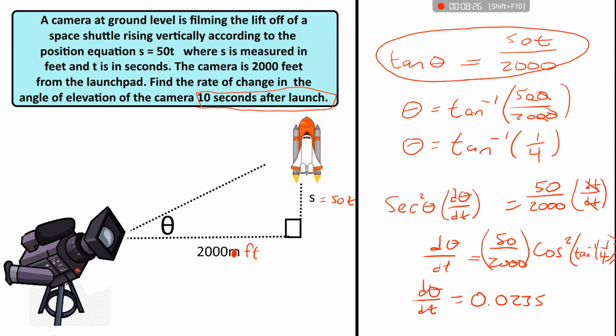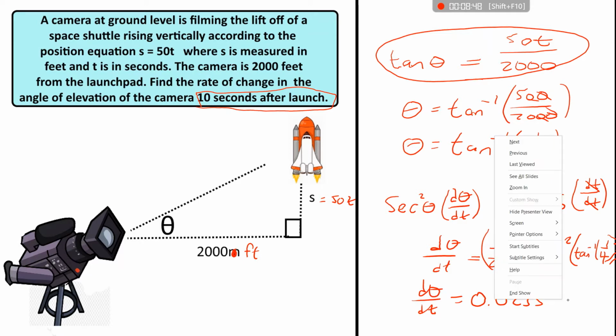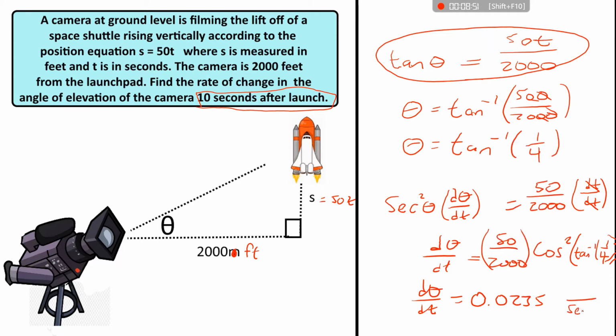Feet over second. Feet is a measure of length, so we can't use that for an angle. So just feet? Nope, feet is a measure of length, and we can't use that for an angle, so there's no feet involved in this at all. So second. Okay, so I do have seconds on the bottom. So this is something over seconds.